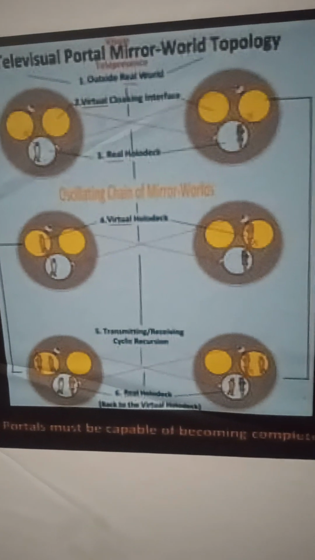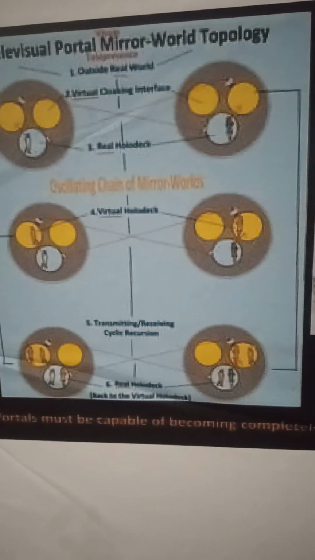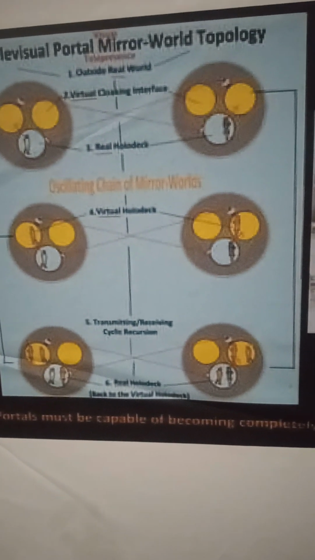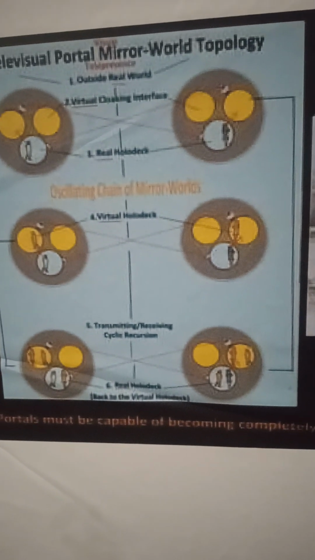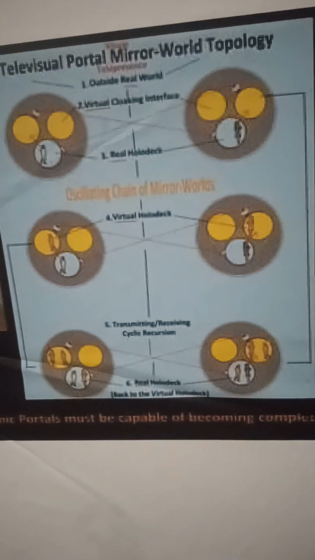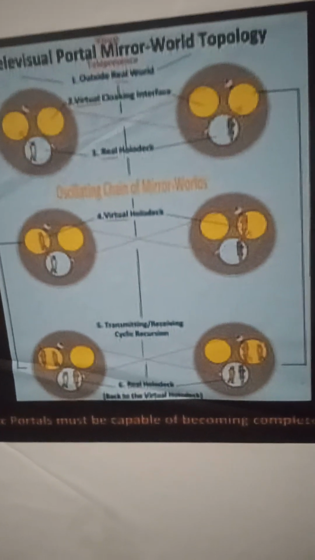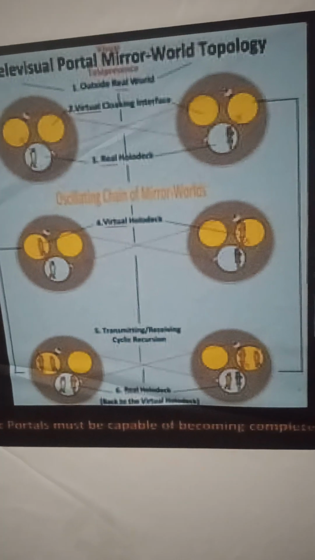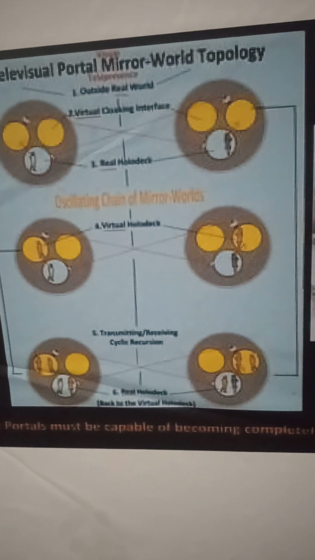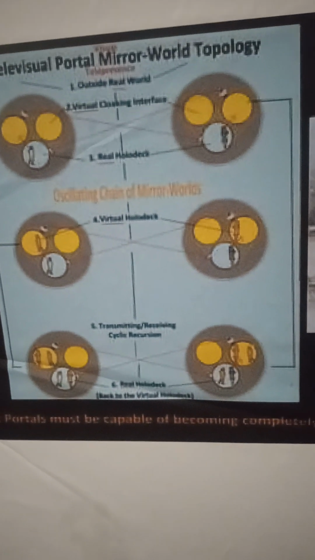In the last video, I gave a diagram sort of description of the mirror world topology, what I believe is the topology that produces a knot, and what I believe that knot to be a Mobius knot.